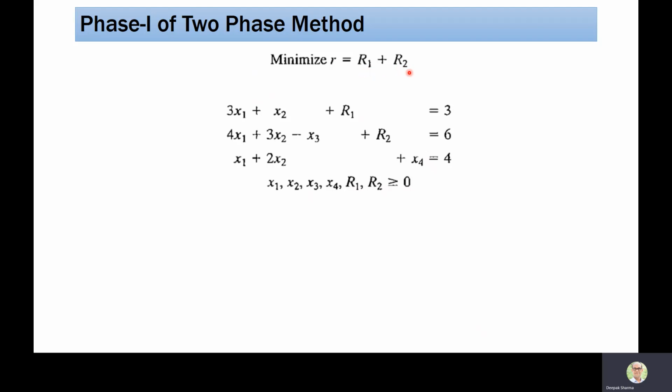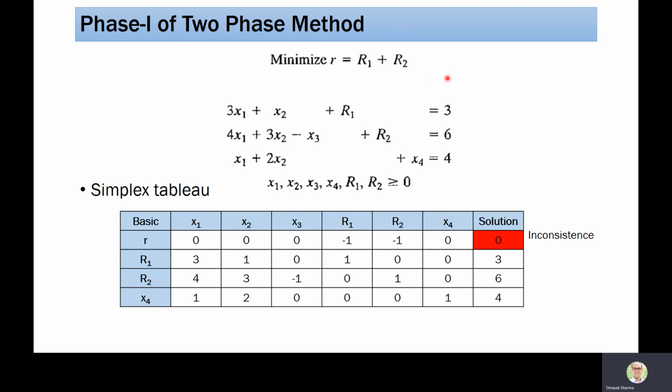This means R1 and R2 being 0 means they are going to be non-basic. Non-basic has no role in the optimization in the objective function. So our objective is, in phase one, we are going to minimize a small r, which is the summation of all artificial variables. And then slowly, let us remove these artificial variables from the simplex table.